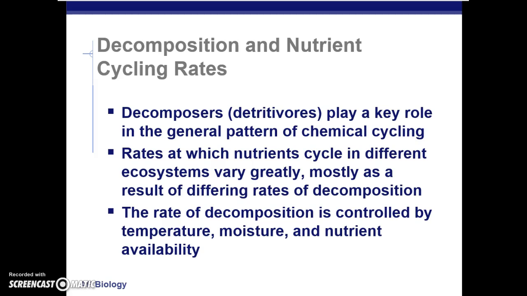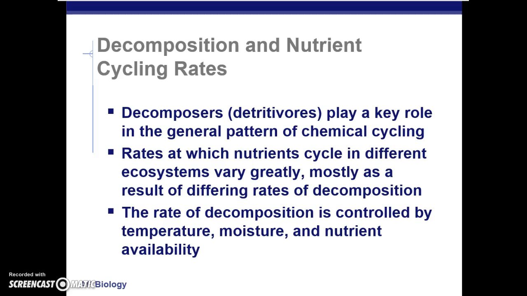Okay, so a big part of these cycles, actually both that we've looked at so far, is the presence of a decomposer or a detritivore. They play a key role in that pattern of chemical cycling because they take the dead and decaying material and help release these elements back into the circulating cycle.